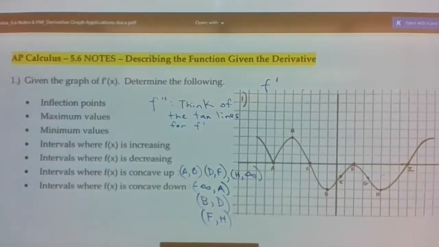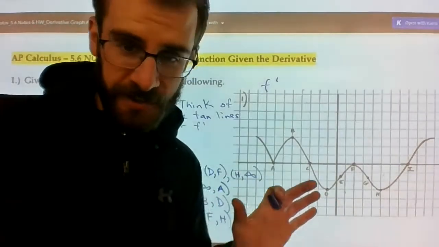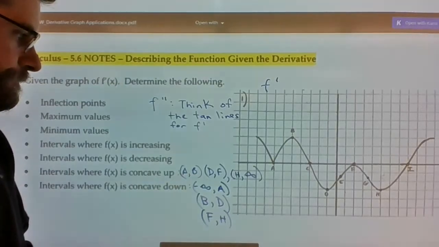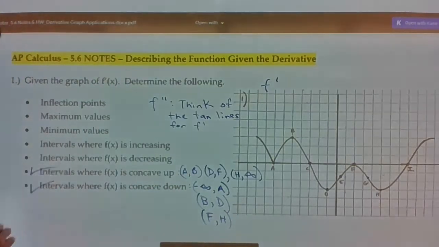All right. So I get it right away. This is super tricky. But we've taken care of concavity.